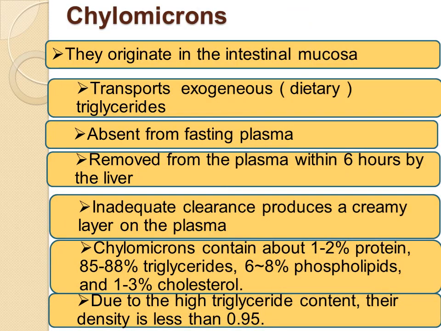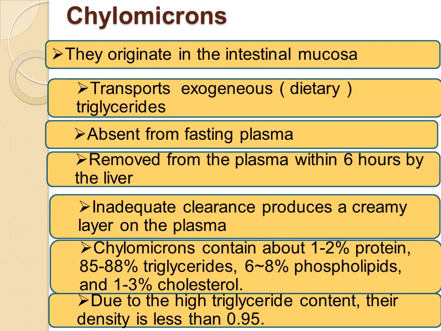The first type of lipoprotein is the chylomicrons. Chylomicrons originate in the intestinal mucosa. They transport exogenous triglyceride, or the dietary triglyceride, from the intestine to the liver. Absent from fasting plasma samples. Removed from the plasma within 6 hours by the liver. So why is it not present in the fasting plasma? Because it is removed from the circulation within 6 hours.